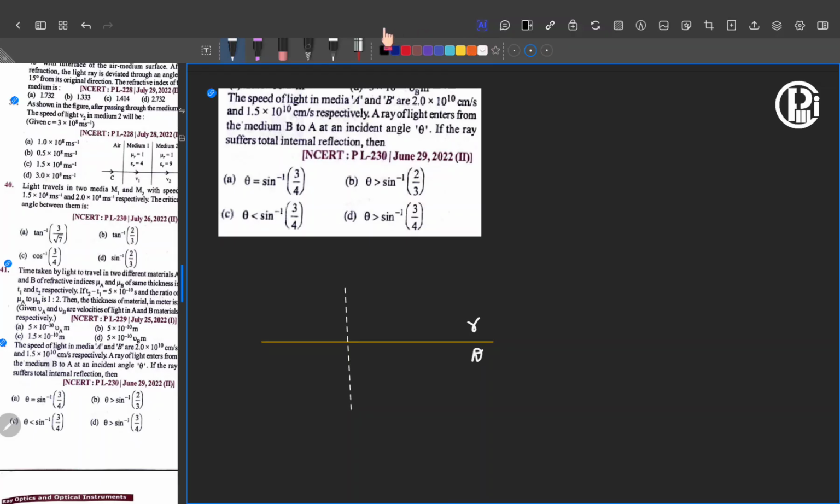So I could write the diagram like this. This is the incident ray and this is the reflected ray. The total internal reflection is happening. If the ray suffers a total reflection, then this incident angle theta should be greater than the critical angle, right? So theta should be greater than the critical angle.